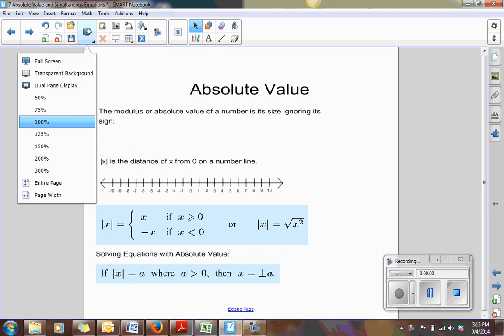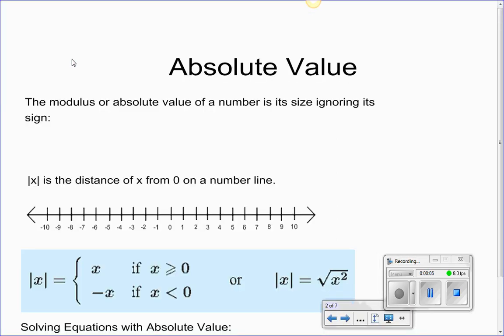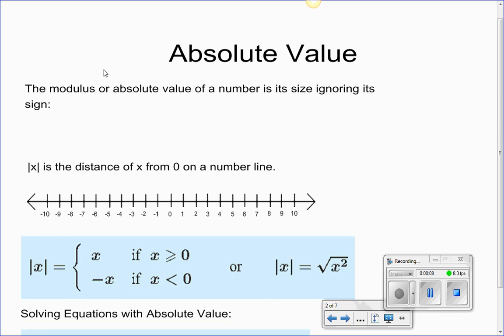Today we're looking at absolute value and solving simultaneous equations, or what you may know as a system of equations. So, absolute value. This sign right here is the absolute value sign. You may have heard it called modulus. It means the same thing. So modulus, or absolute value, is the size of the number ignoring its sign.